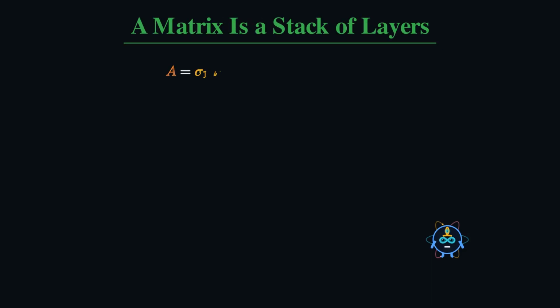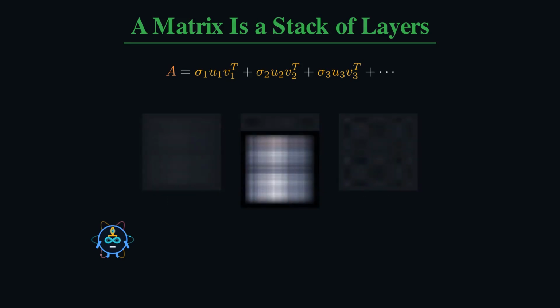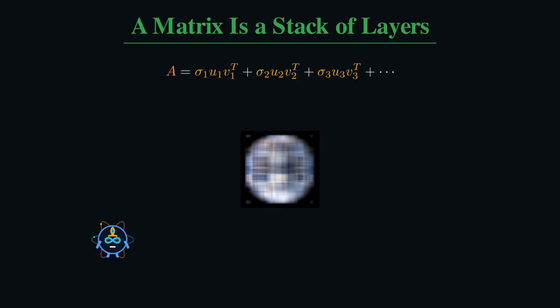Here is the idea the whole episode rests on. That 3-part product can be rewritten as a sum. One term per singular value. Each term is one layer, a single, very simple image. On its own, each looks like nothing, stripes and smudges. But stack them, layer 1 plus layer 2 plus layer 3, and a picture starts to appear. The matrix is that stack, and the singular value in front of each layer says how loud it is.